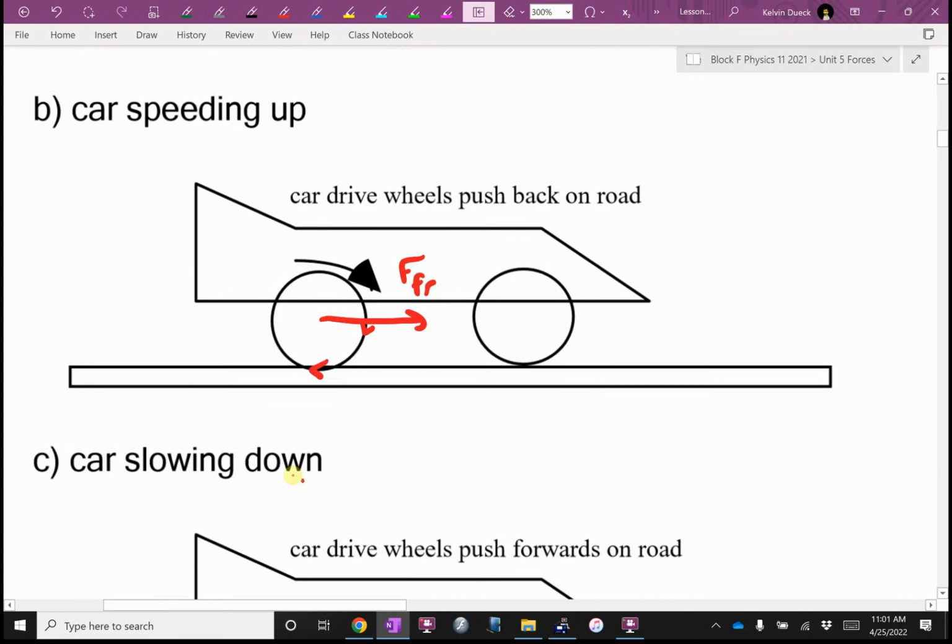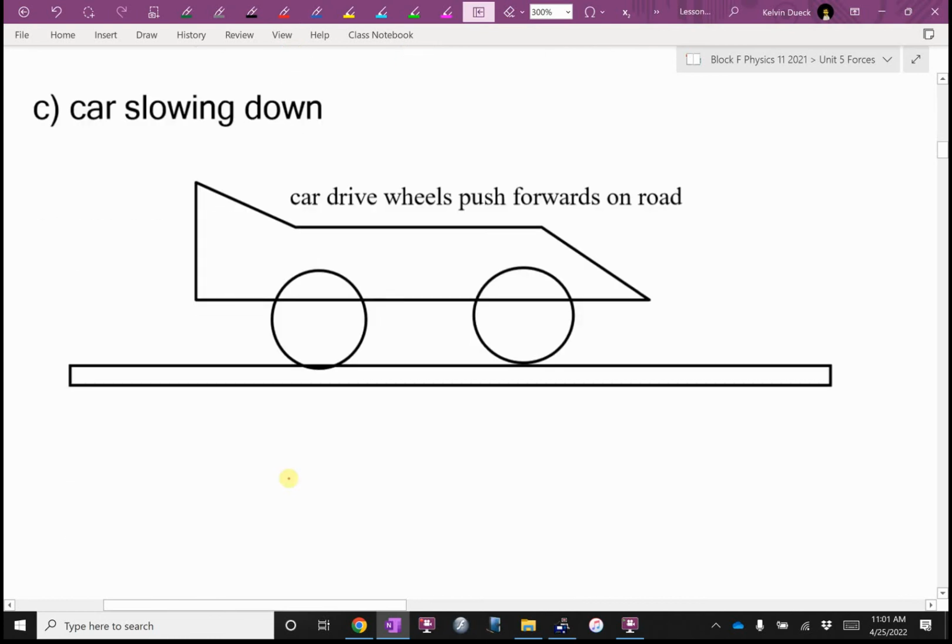Ooh, what about when you tap on the brakes? When you tap on the brakes, what really happens is your tires try and apply a forwards force against the road. Forces come in pairs. The road pushes backwards on the tires, and since the tires are attached to the car, the car also feels that force. What force is that? That's also friction.